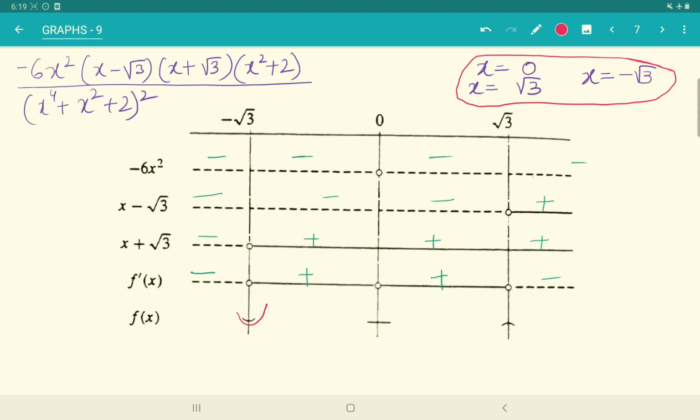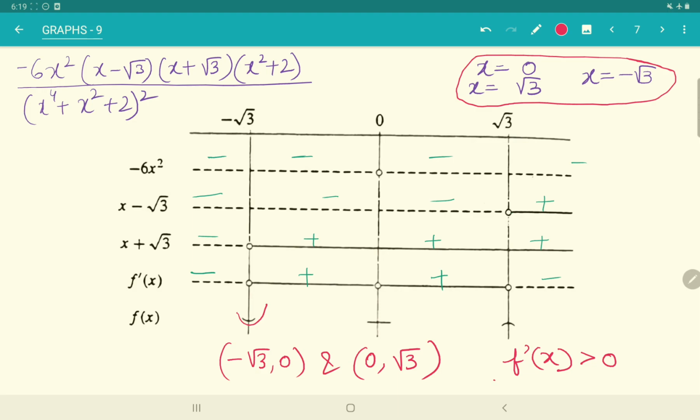X is equal to 0. I see that f prime x is greater than 0 to the left of 0, and it is greater than 0 to the right of 0. That means x is equal to 0 is neither a local maximum nor a local minimum point, because I see that f prime x is greater than 0 in minus root 3 to 0 and 0 to root 3. We see that here f prime x is greater than 0. That just means x is equal to 0, even though it is a stationary point, it's not a local extreme point.